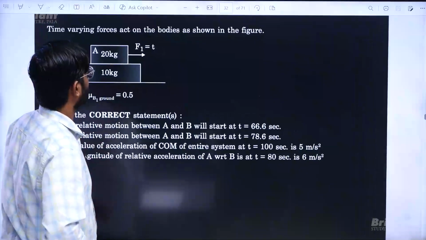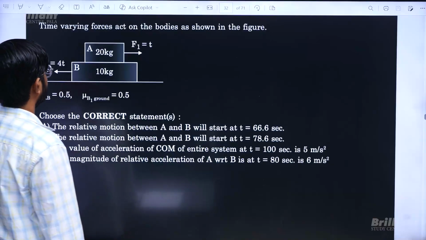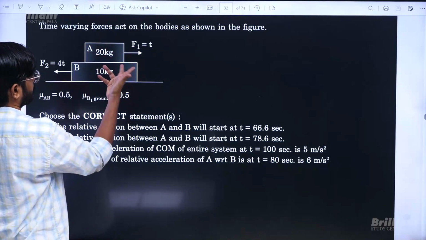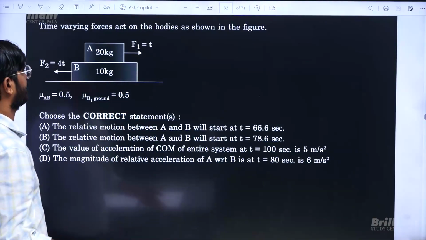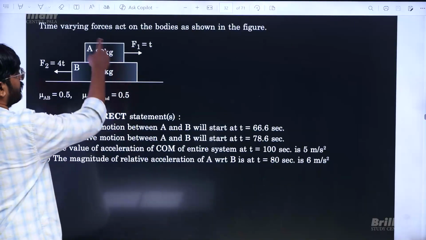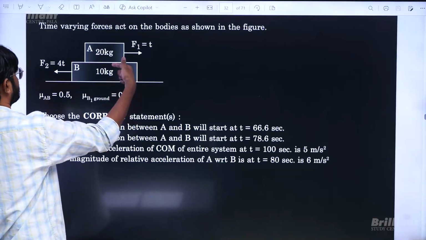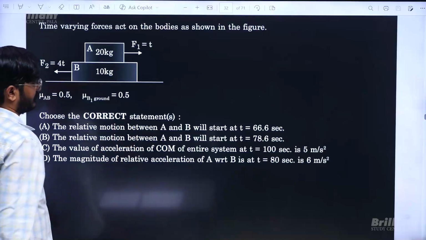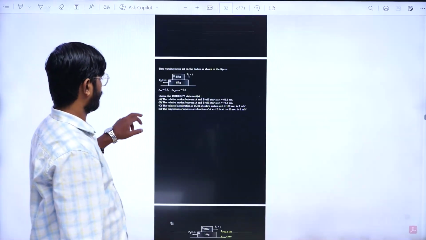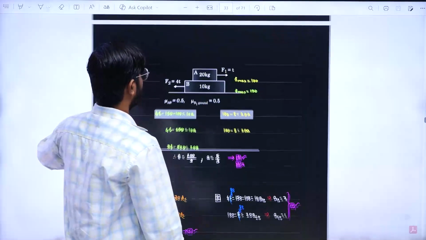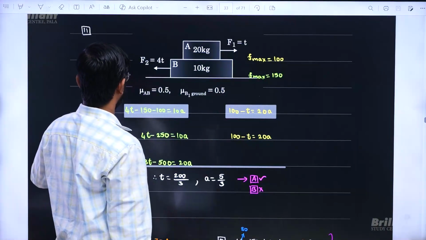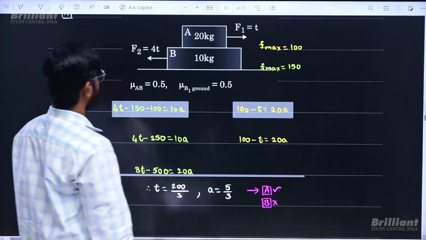Time varying forces act on the bodies as shown in the figure. This force is 40, this force is T. So if you take this as your system, either they have to move together or they have to move separately. But if they move together, you should understand the net force is 3T in this direction, so they tend to move this way. Meanwhile, friction will come into the picture. And the maximum value of friction here is going to be 100, here is going to be 150, that you can calculate by yourself.